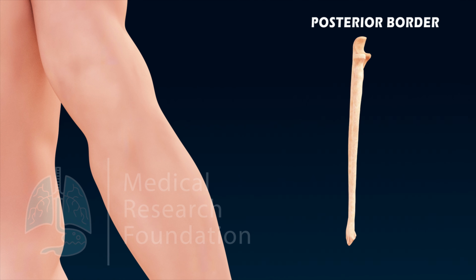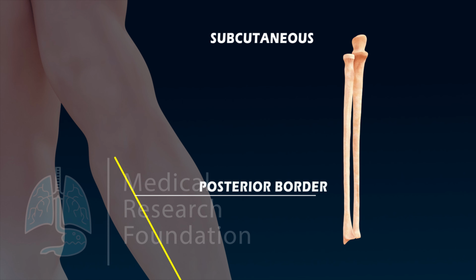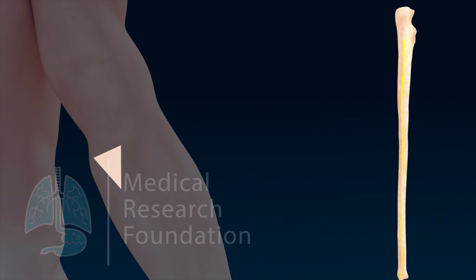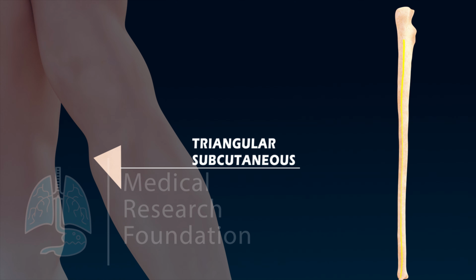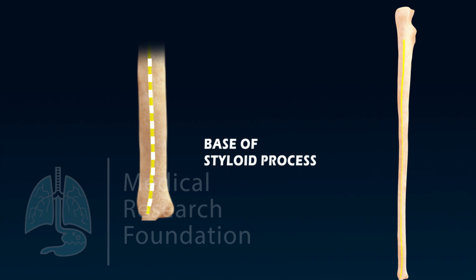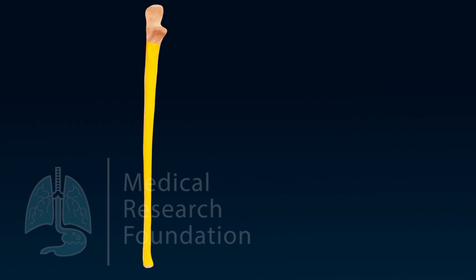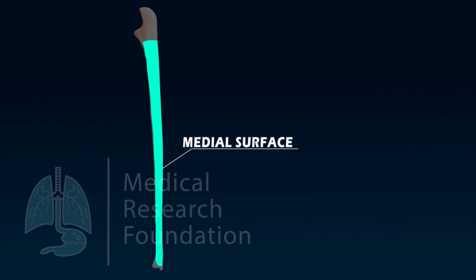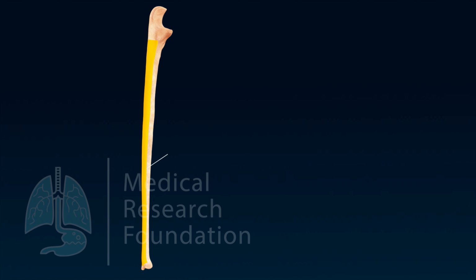The posterior border is subcutaneous. It begins above at the apex of the triangular subcutaneous area at the back of the Olecranon and terminates at the base of the styloid process. Surfaces. The anterior surface lies between anterior and interosseous borders. The medial surface lies between the anterior and posterior borders. The posterior surface lies between posterior and interosseous borders.